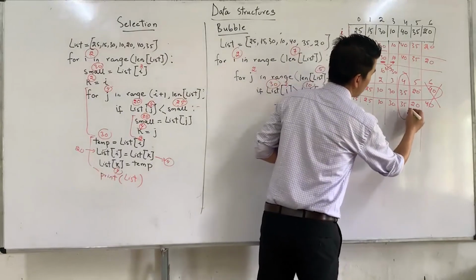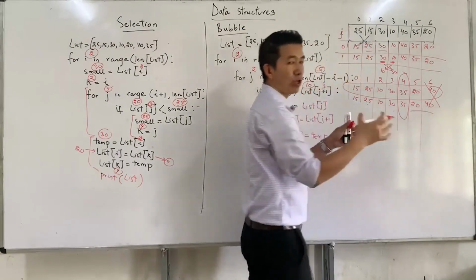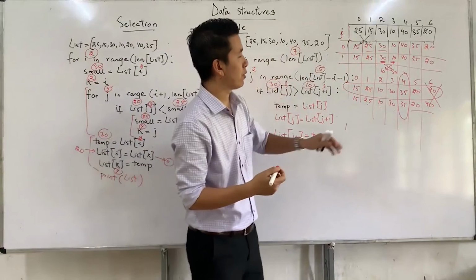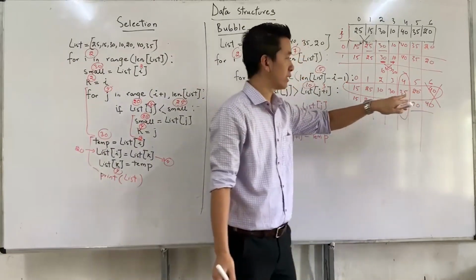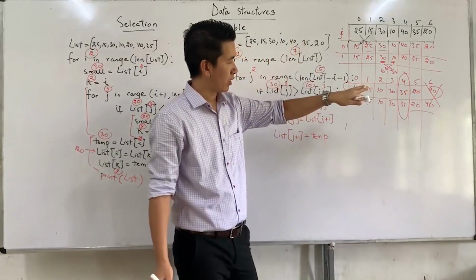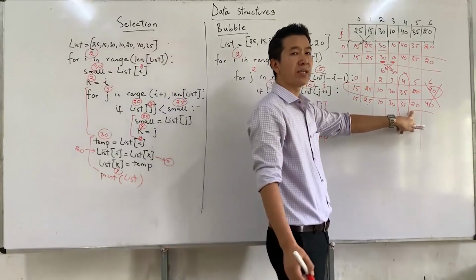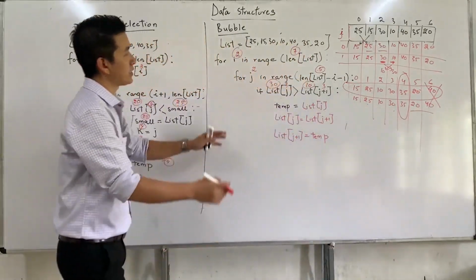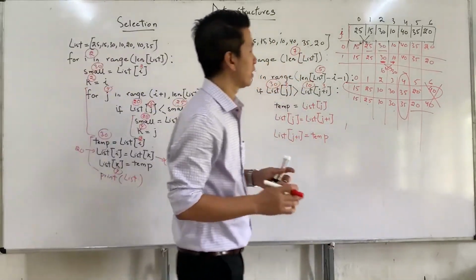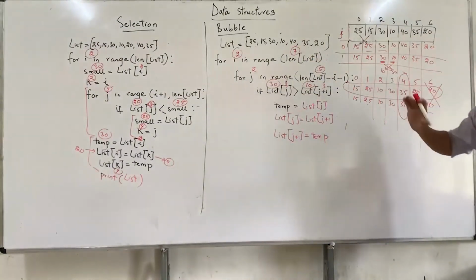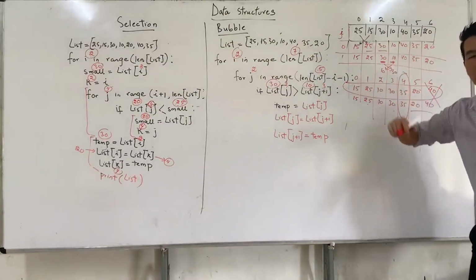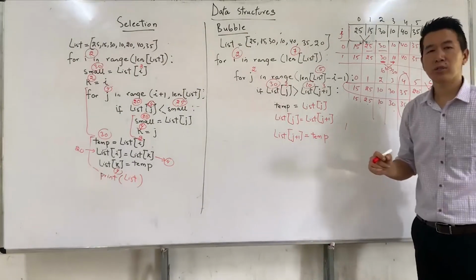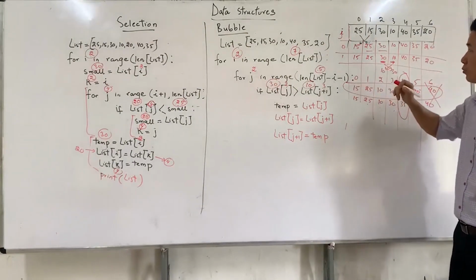By then, these two numbers would have been sorted already. The second largest number would have been pushed to the second last index. So this is basically how the bubble sort works. I'm sorry if it looks a little messy, but if you follow the program with proper caution, there is no reason why you shouldn't understand the program.